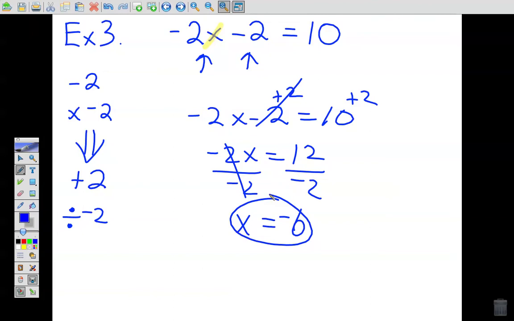And if you do your check right now, I want you to pause this and I want you to check it. And I want you to ask me in class if you do not get this to check. Now you should get it to check. -6 will work.